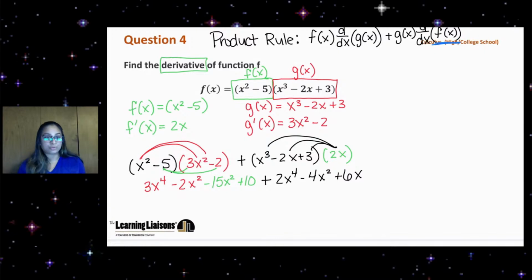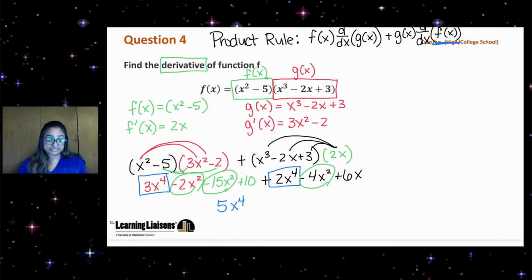Okay, we're almost there. Now we combine all like terms. So I have a fourth here and a fourth here. And that's all the fourths I have. So 3 plus 2 is 5, x to the fourth. Now I have a squared here, a squared here, and a squared here. So negative 2 minus 15 is negative 17. Minus 4 more will take us to negative 21. X to the, oops, not to the fourth, to the second.